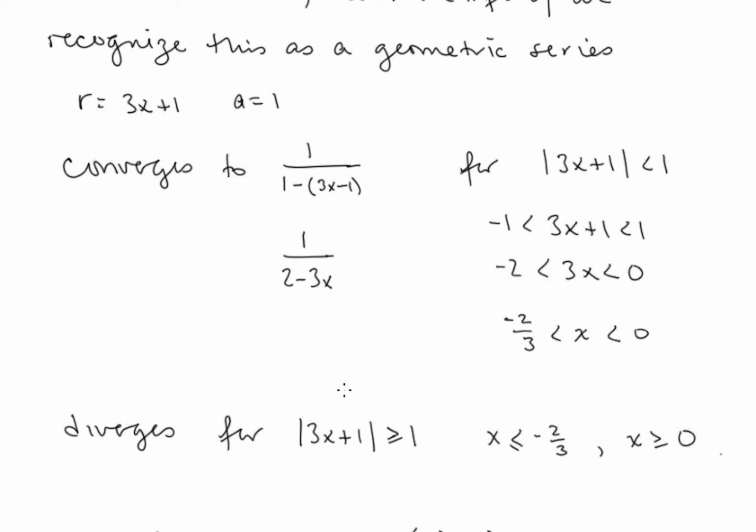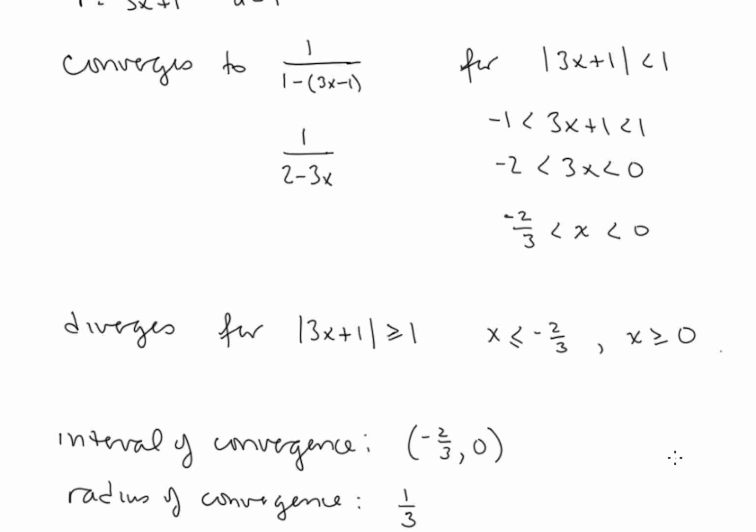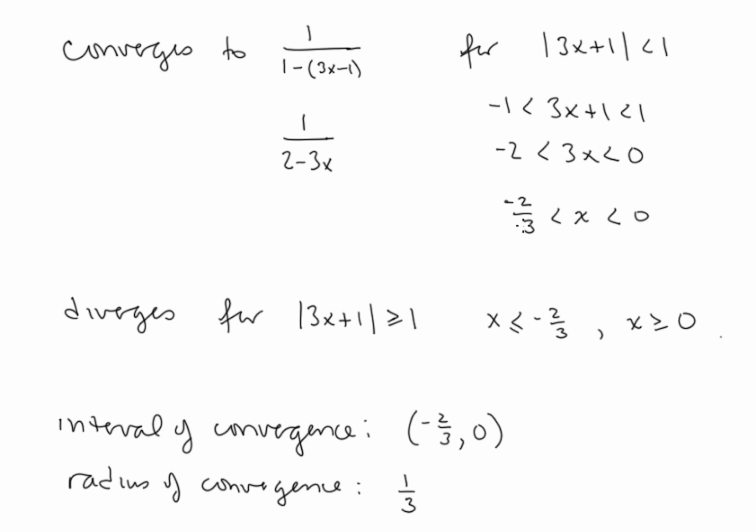And we know that this diverges as a geometric series for absolute value of r greater than or equal to 1. So that means outside of this interval, including when it's equal to 1 here, so x less than or equal to negative 2/3, we get divergence. x greater than or equal to 0, we get divergence. So our interval of convergence is negative 2/3 to 0, that open interval. And our radius of convergence is 1/3.